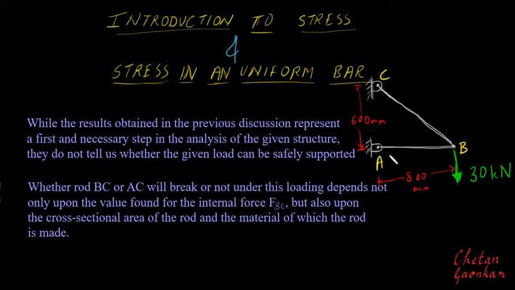And then suppose if we want this answer, whether these members AB and BC will break for this given applied load, then in order to do that we require two more extra quantities that will be able to tell whether these members will withstand this given load or will fail. And those two quantities are nothing but the cross sectional area and the material of which the rod is made. So this is what we'll be studying in this course MSOL.